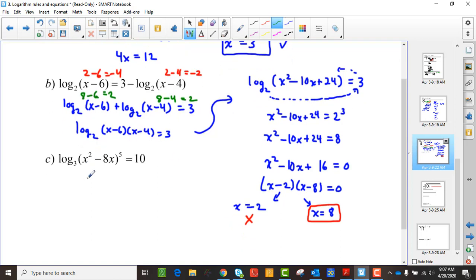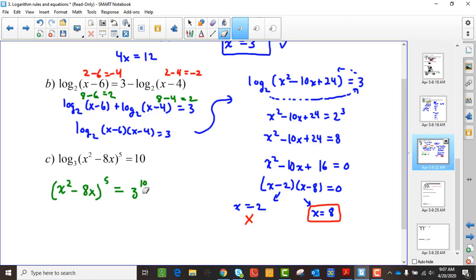Now, the last one here, it's already solved as an exponential. So I'm just going to go x squared minus 8x, and then it's to the 5th power. So I can do this, and I'm just going to show you this. I'm not going to go further with this. I want to show you something else that might make your life a little bit better. But if I did this, that's a problem because I'd have to expand x squared minus 8x to the 5th power, which is going to give me a lot of terms. And then I have to know what 3 to the 10th is. And I say, yeah, I'm not really sure I want to do that. So I might be stuck.